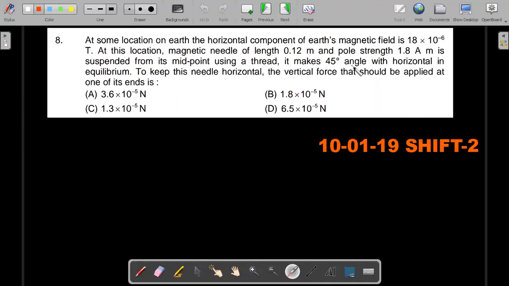It makes a 45-degree angle with the horizontal in equilibrium. To keep this needle horizontal, the vertical force that should be applied at one of its ends is... Okay, so I want you to have a try. Go ahead. I'm going ahead with the solution.